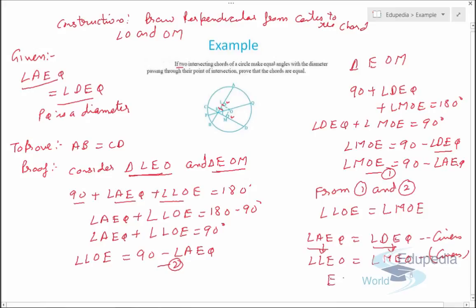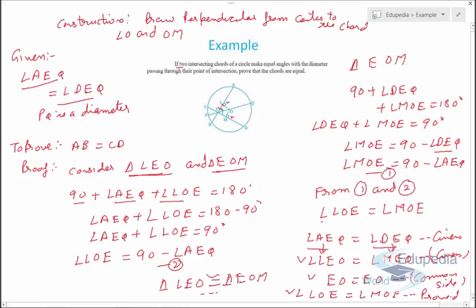And EO equals EO, so it's a common side, right? And we have proved right now that angle LOE equals angle MOE. So we have proved it above, right? So we have three conditions, 1, 2, and 3. So we can say that triangle LEO is congruent to triangle EOM by ASA, angle side angle, right? So these two triangles are congruent by ASA, right? So we can say that LO equals MO by CPCT, right?